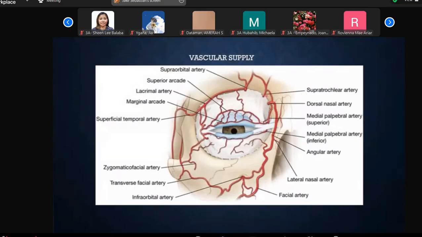So remember this area. Medially, I let you feel this area yesterday. So this is where the supraorbital nerve originates. This is also where the supraorbital artery originates.